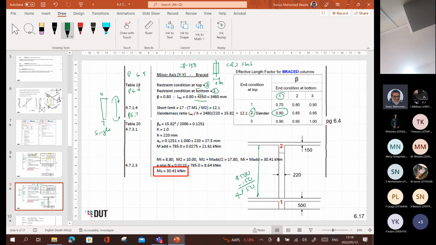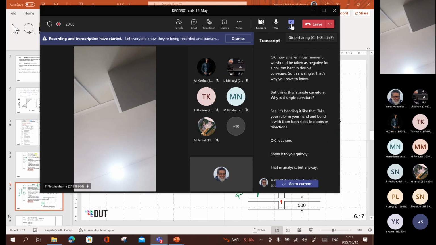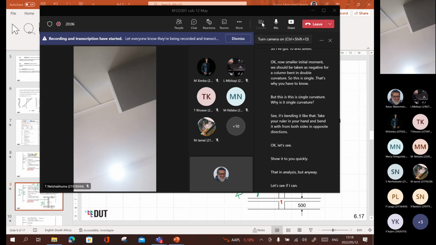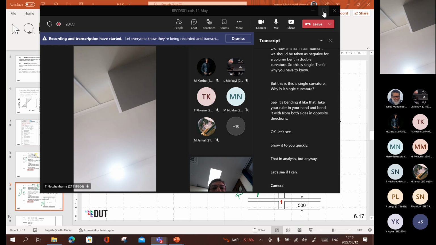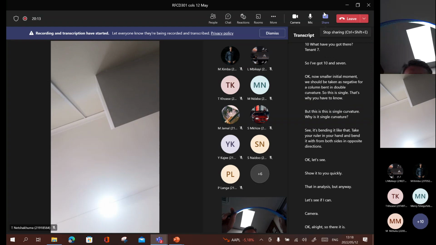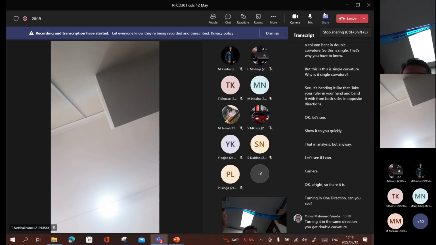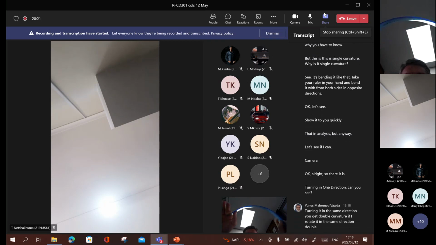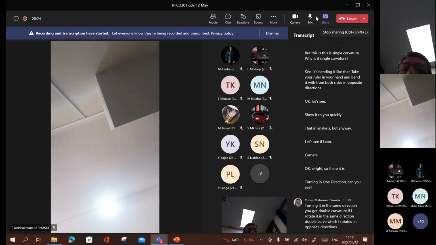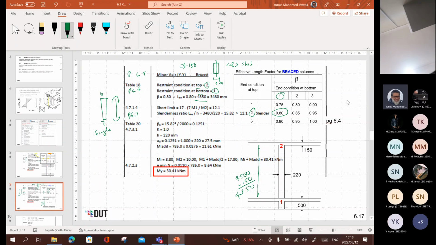Okay, let's see. I can show it to you quickly. Done in analysis, but anyway. Let's see if I can camera. Okay, all right, so there it is, turning in one direction. Can you see? Turning it in the same direction, you get double curvature. If I rotate it in the same direction, double curvature. I rotate it in opposite directions, single curvature. Okay. All right, so that's that one.